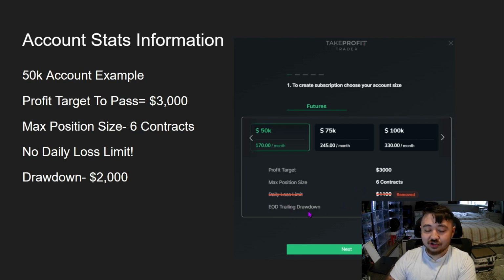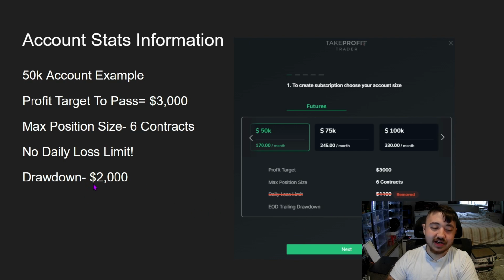They have an end of day trailing drawdown in the challenge phase. If you don't know what that means, the trailing drawdown is calculated at the end of the day instead of trailing while you're live trading, which is very hard, but that's in the funded accounts. We're going to go over that in a little bit, but this is for the challenge accounts.